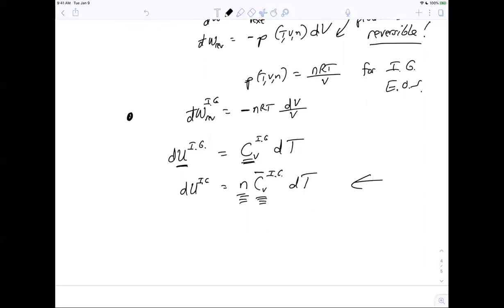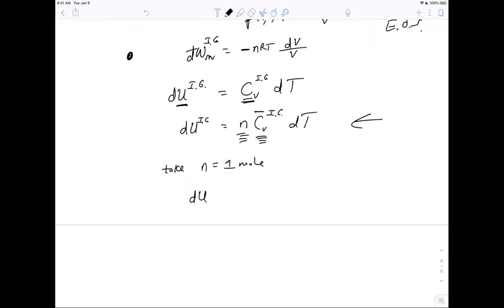The stipulation I'm going to make now is we'll just take n to be 1. It doesn't really matter, so take n equal to 1 mole. So what we have here then is dU for an ideal gas is equal to CV bar for an ideal gas times dT, because we're going to just say that we have 1 mole and n is equal to 1. So now we have this, right?